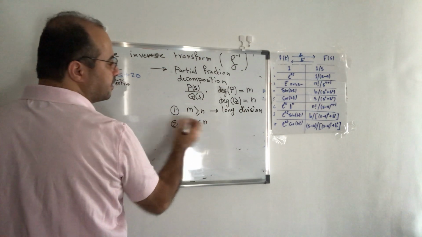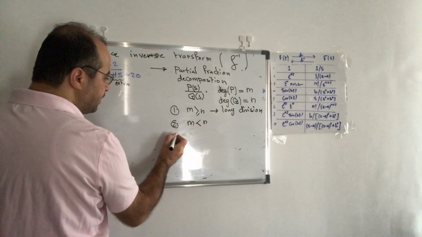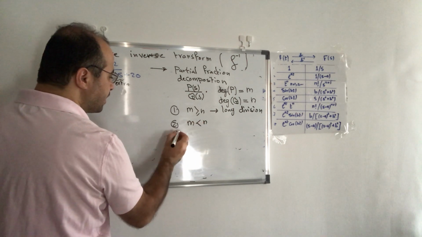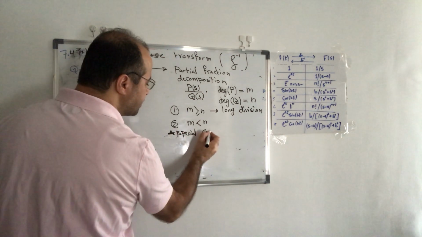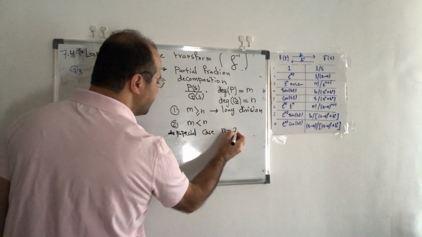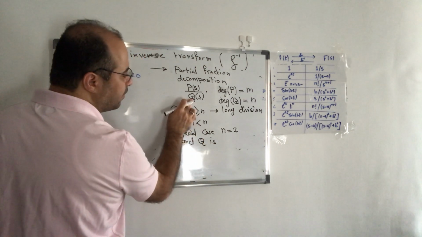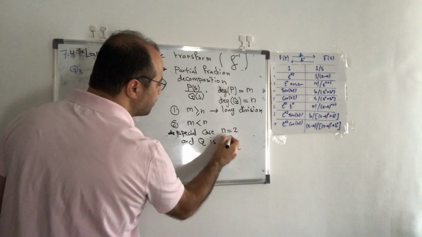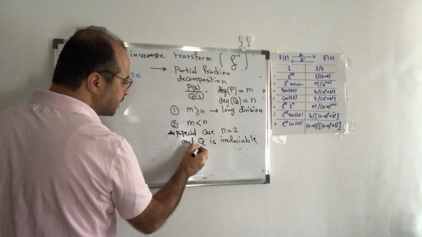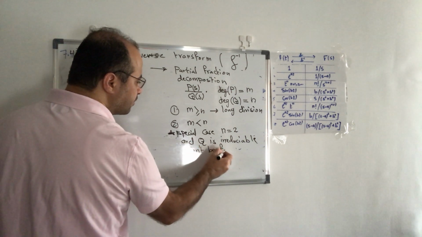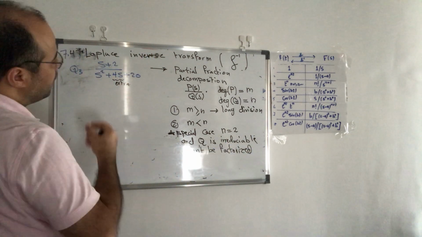Number 2, if m is less than n, then there are some cases. Here is a special case, when n equals 2 and q is irreducible. Irreducible means it cannot be factorized.